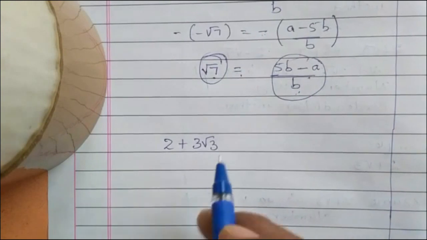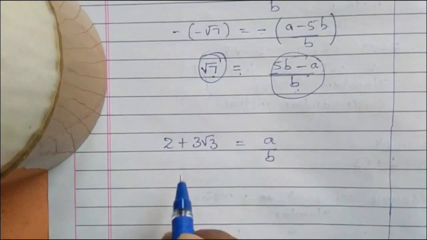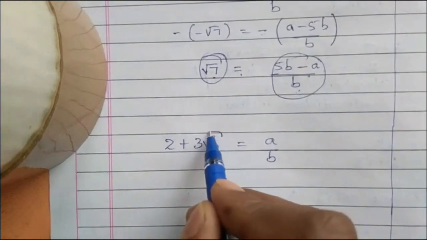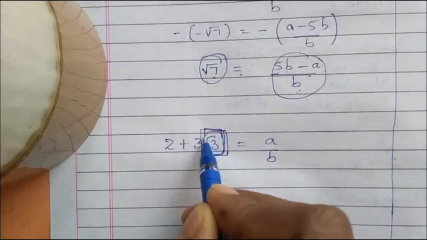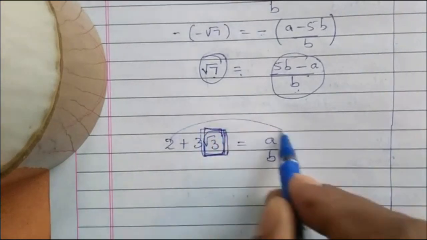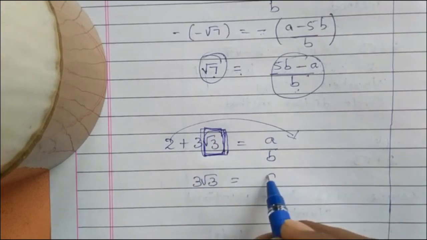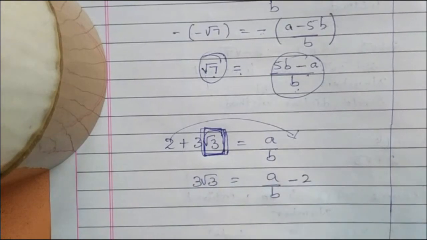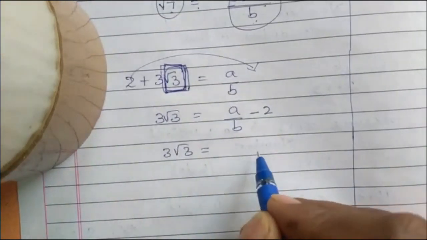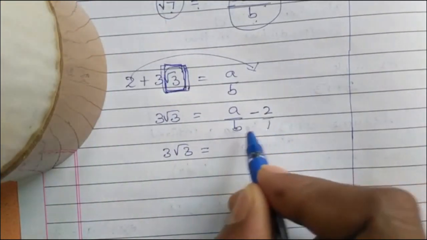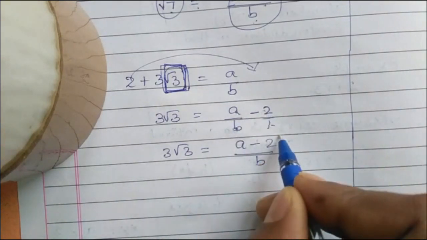2 plus 3 root 3 equals a by b, by assuming it to be a rational number. Here root 3 is an irrational number, so mainly you isolate this part. How to isolate? First shift the 2 to the other side, keeping 3 root 3 on the left hand side. 3 root 3 equals a by b minus 2; take LCM on the other side: b into 1 is b, 1 into a is a, minus 2 into b is 2b.